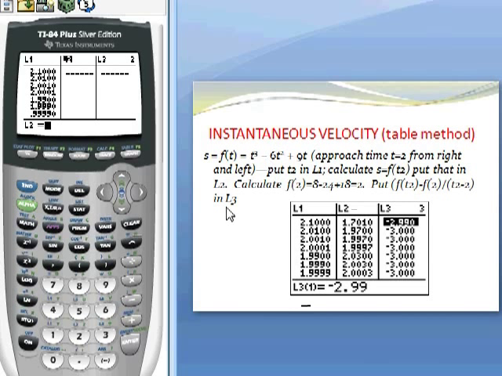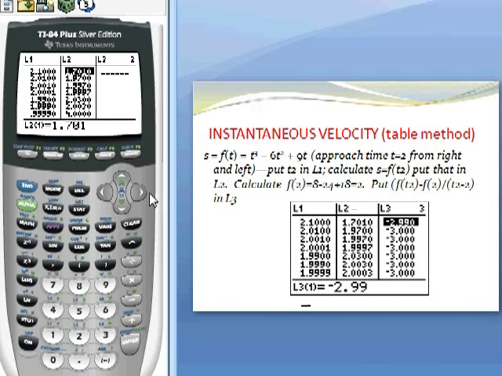And I'm going to take the L1 cubed minus 6L1 squared plus 9L1. That's going to give me these values, and it's consistent.